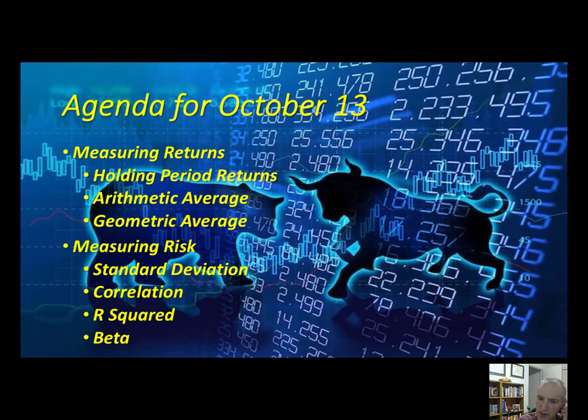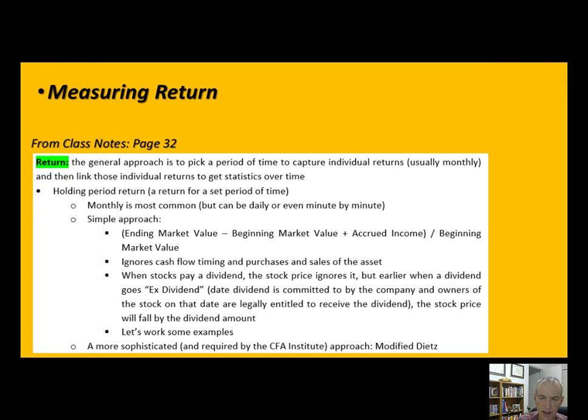We'll look at some terms that you've hopefully seen before: standard deviation, correlation. We talked about R squared earlier in the class, and beta you should have had in a previous class, but I'll show it to you in a somewhat different way than what you've seen before, unless you've had me for 3013. So let's go to page 32 of the class notes and let's talk about return.